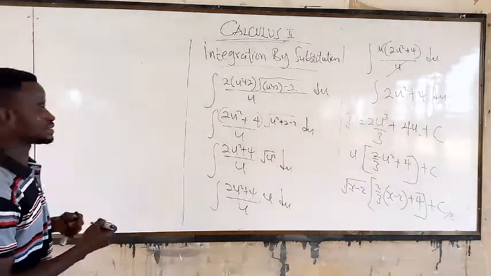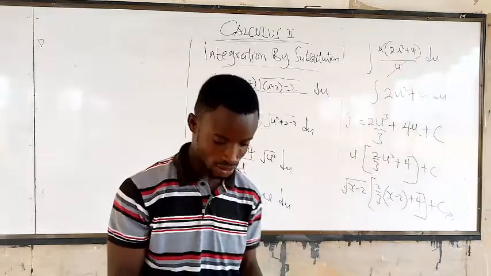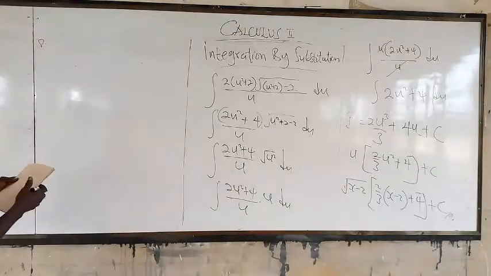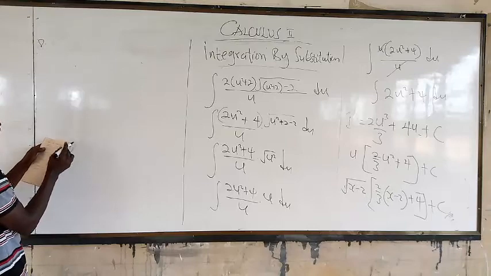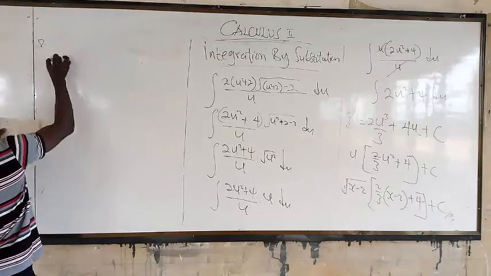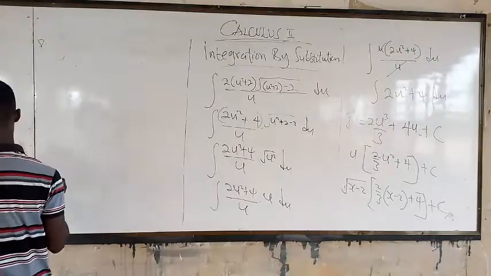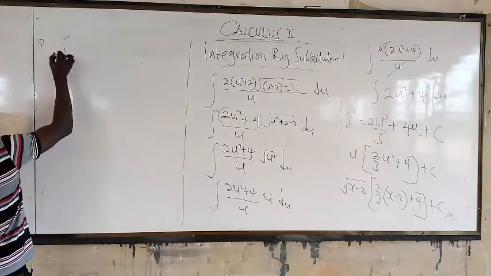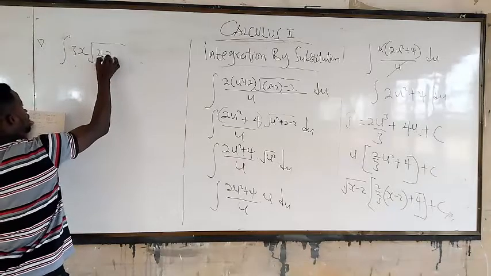What example is this? I don't know whether it's 8 or whatever. That is not the focus. You're almost done. You're almost done. Integral of 3x square root of 4x minus 1.